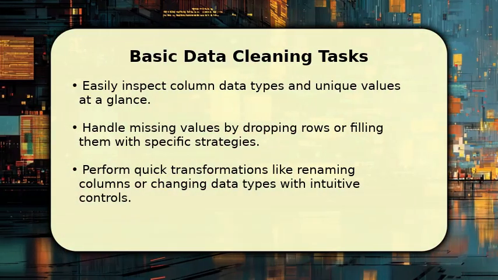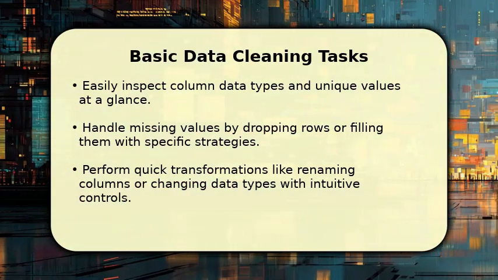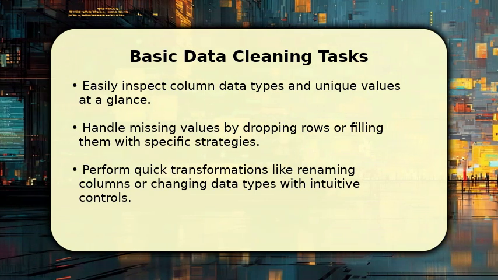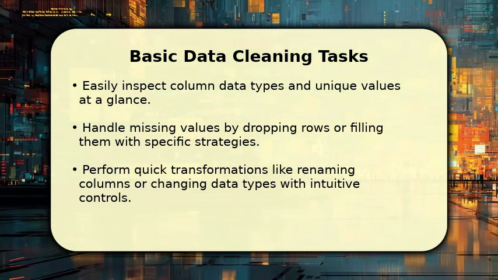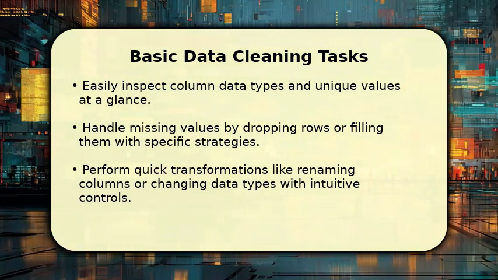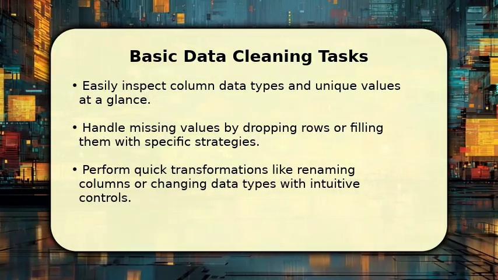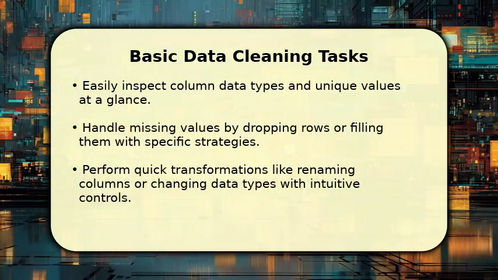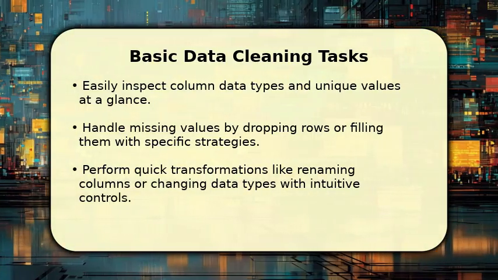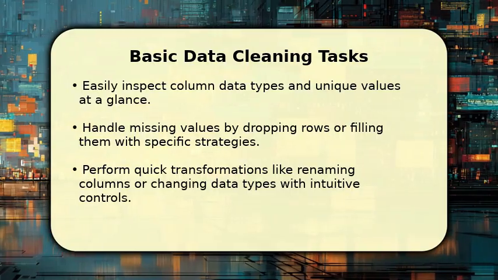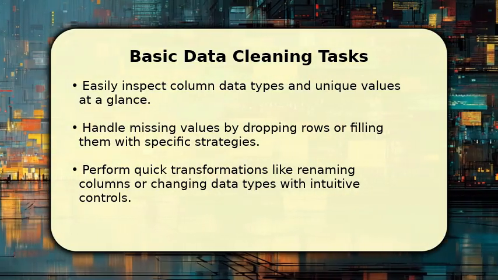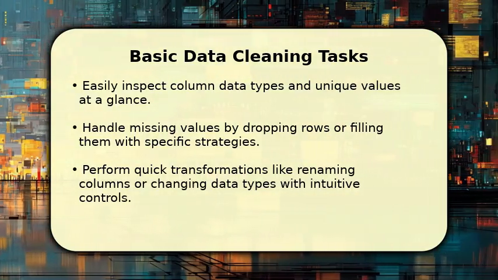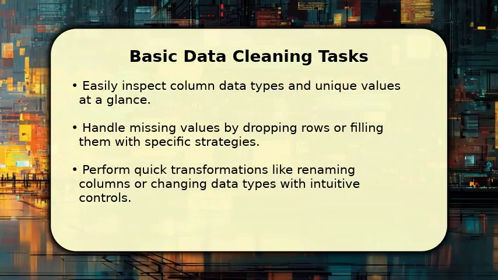Data Wrangler provides an intuitive interface for common cleaning tasks. You can quickly inspect each column for unique values or missing entries, which are clearly highlighted. For example, addressing missing data is straightforward. You can remove rows with one click or fill them using various methods, like the mean or median. Renaming a column or changing its data type takes only 2 or 3 clicks, making these initial steps very efficient.